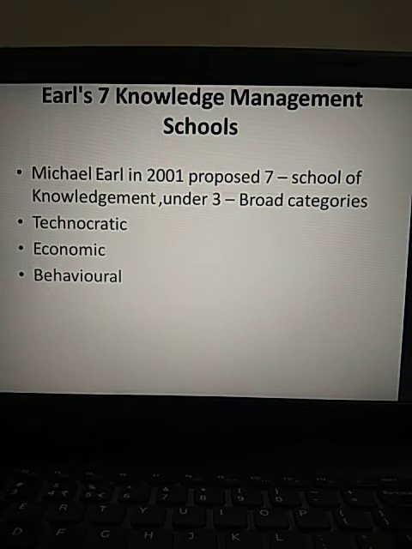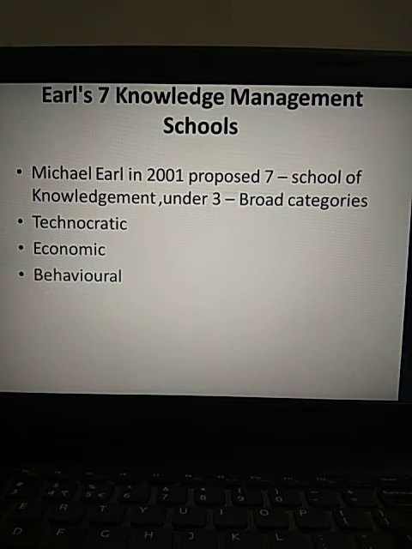Under technocratic, we are understanding the categorization of the systems, cartographic and engineering types. Under economic categorization, we are learning about commercialization of the knowledge. Under the third category, behavioral, we are going to understand the organizational, spatial and strategic schools. So overall, we are going to understand the 7 schools given by EARL, Michael EARL in 2001, which is a very important concept.